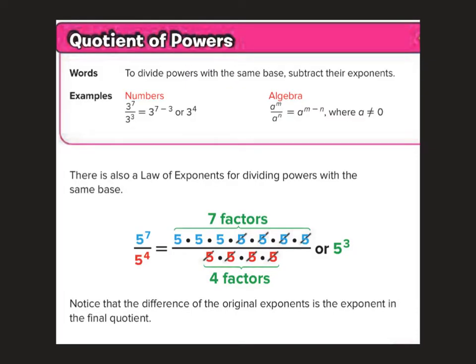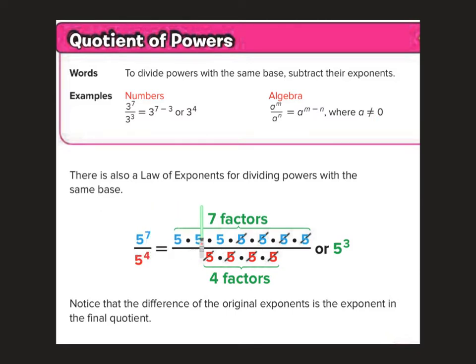Now, in contrast to what we were just talking about, the quotient of powers means to divide powers with the same base, we'll need to subtract their exponents. So say, for example, right here we've got 3 to the 7th over 3 to the 3rd. So when we're dividing with exponents, we actually subtract the exponents. Again, we have to have the like base. In this case, our like base is 3. So 3 to the 7 over 3 to the 3rd becomes 3 to the 7 minus 3, or 3 to the 4th. Now, in algebraic terms, we could look at it like this. A to the m over a to the n would equal a to the m minus n, where a does not equal 0.